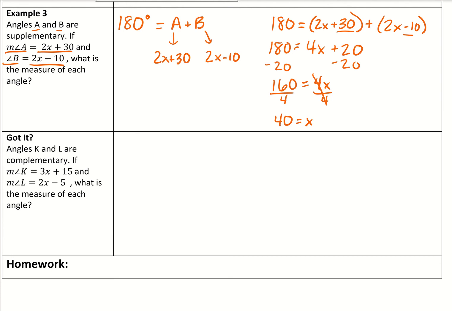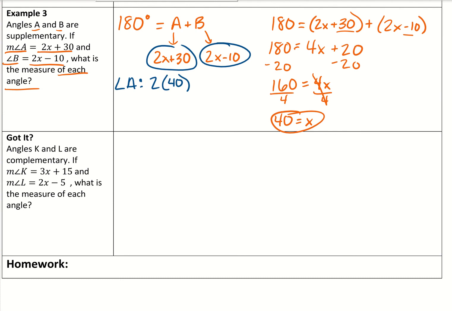Now after we found that x is 40, we still need to find the measure of each angle. In order to do that, we're going to take our 40 and plug it into these two expressions. For angle A, we have 2x plus 30. I'm going to put 40 in for x, since that's what we found down here, and then plus 30. So that would give us 80 plus 30, which equals 110. So the measure of angle A equals 110 degrees.